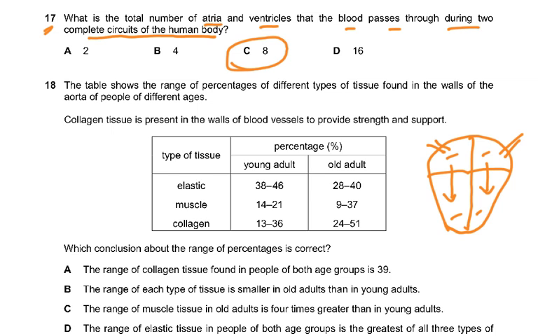Both the atria fill up, blood is pumped into the ventricles, both the ventricles pump the blood out, then it returns to the atria. So one atrium, two atria, three ventricle, four ventricle. If this is twice, then the answer is 8.